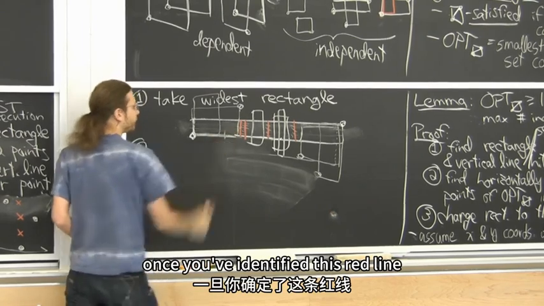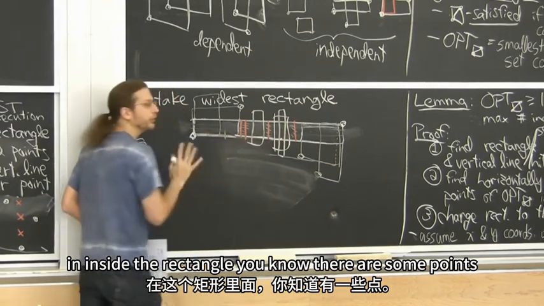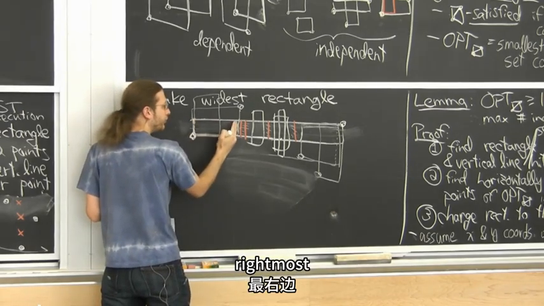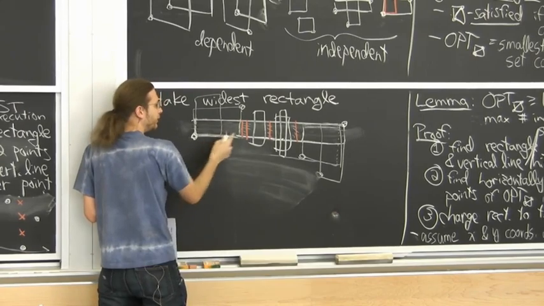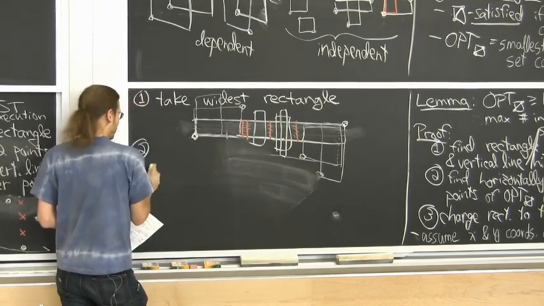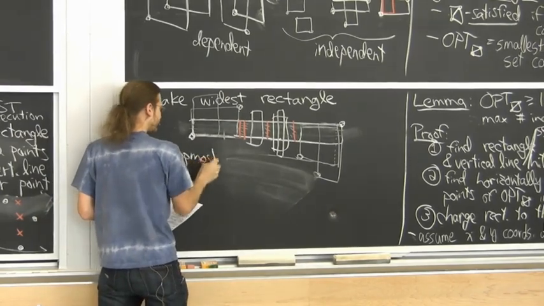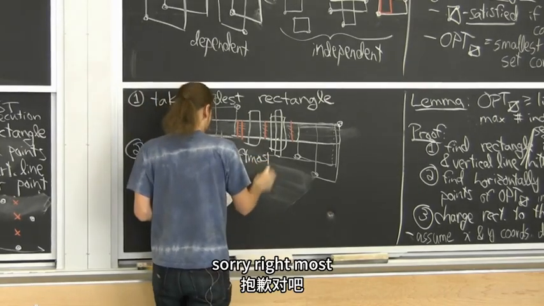Once you've identified this red line, inside the rectangle, you know there are some points. I'm going to take the rightmost, and then among all the rightmost points, I'm going to take the topmost point that is to the left of the line and inside the rectangle. So let P be the topmost, rightmost point.